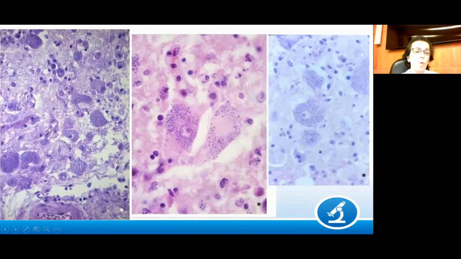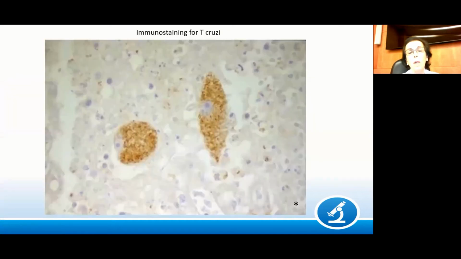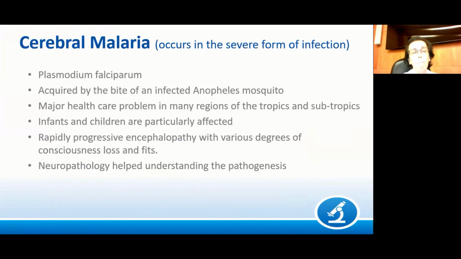So these are protozoa. They are inside the cells like toxoplasma. The thing is that there were a lot, and they are slightly larger than toxoplasma. And since they had the immunohistochemistry for Trypanosoma cruzi, we could confirm that this was the reactivated form of trypanosomiasis. I saw 2 cases.